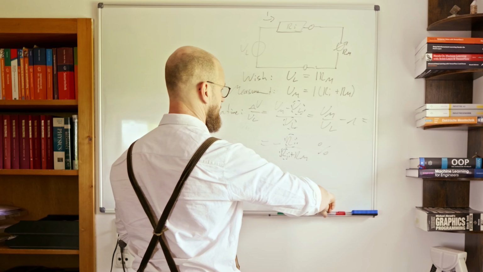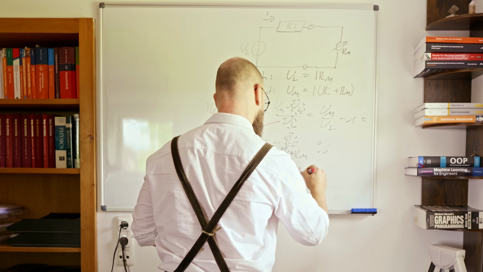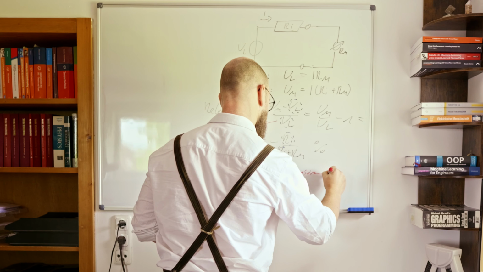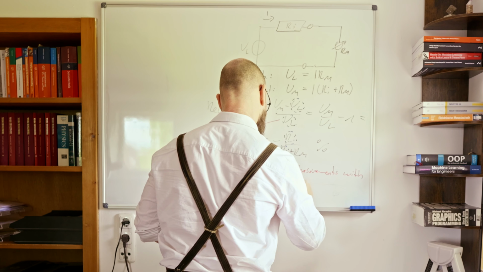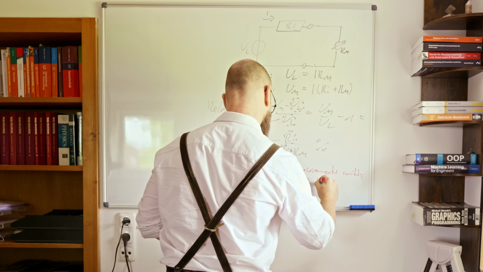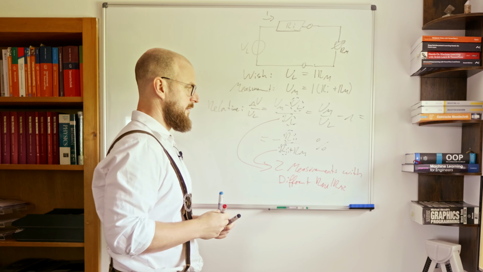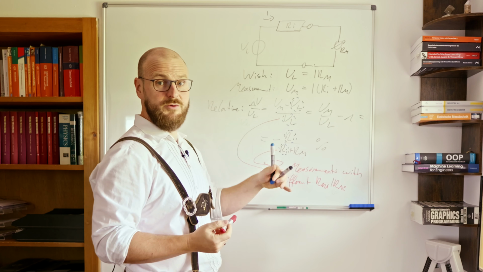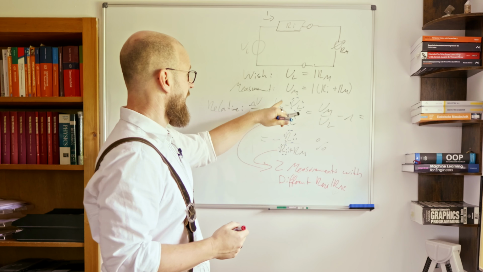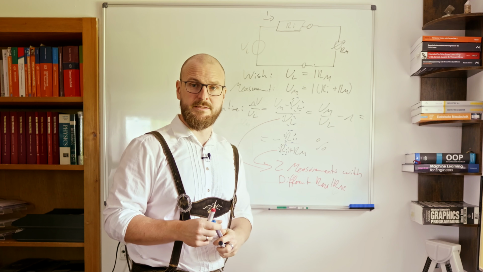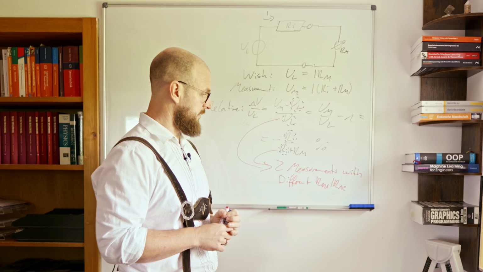Again, the solution is to do 2 measurements with different internal resistances. Again, doing so, we get 2 equations for 2 unknowns, and we can solve those equations to get Ri and UL, whereas UL is the size we want to know about.